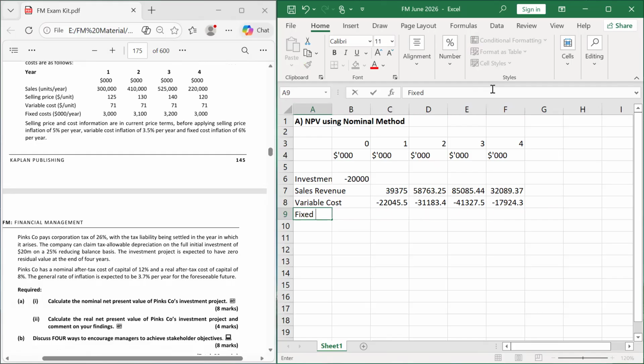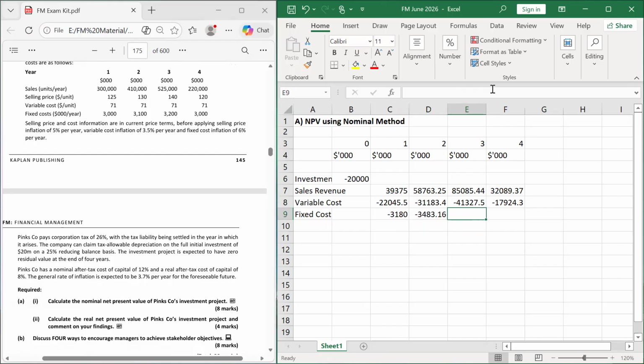Fixed cost. So again, you will inflate the fixed cost. For the first year, it's going to be negative, equal to minus 3000, and the inflation rate for the fixed cost is 6%, so 1.06. For the second year, 3100 is the fixed cost. Multiply that with 1.06 power 2.